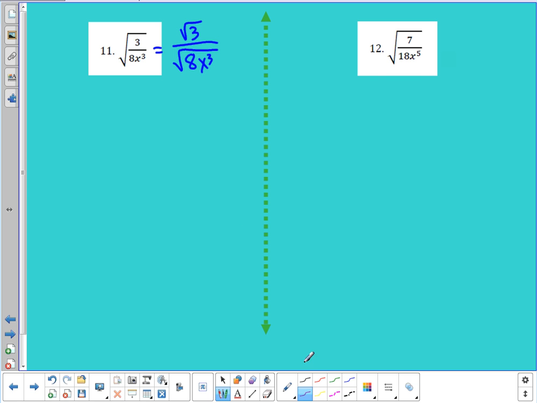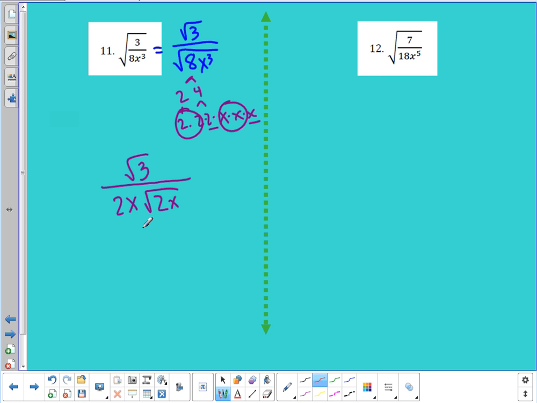Now, let's go ahead and reduce that 8x to the third. This is the same thing as 2 times 4, which is 2, and then 2 and 2, and then the 3 x's. So this comes out front, that comes out front. So I have 2x, and then underneath I have a 2 and an x. And that was the bottom of my fraction. The top of my fraction is still that square root of 3. So, okay, that's a little bit nicer to look at.